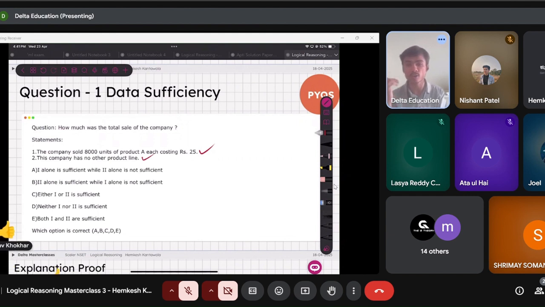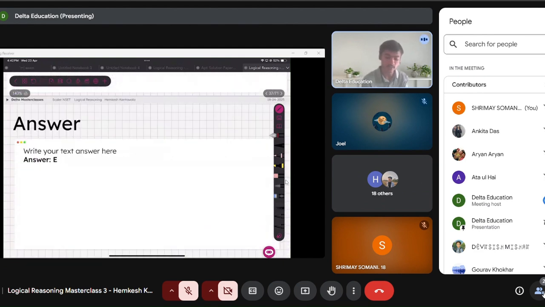But not only one is correct, not only two is correct. If we have both the options correct, then only we could get the total sale. So option E, which is both 1 and 2 are sufficient, is correct. So E is the correct answer.